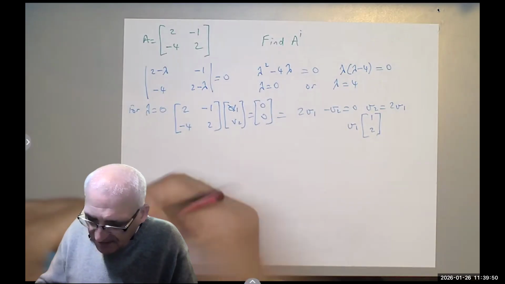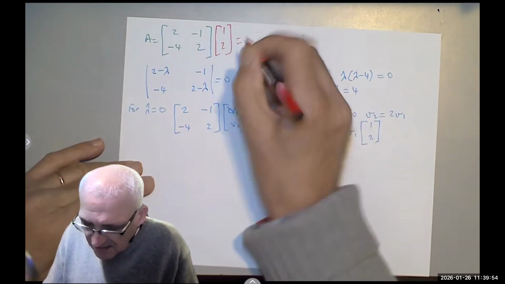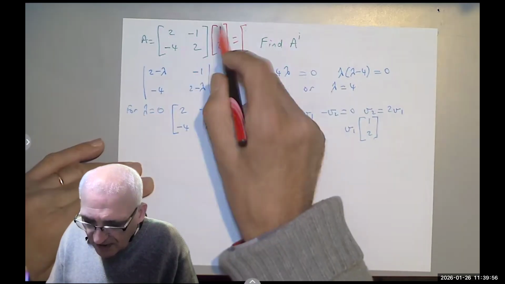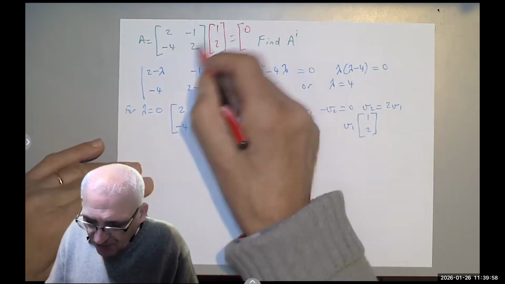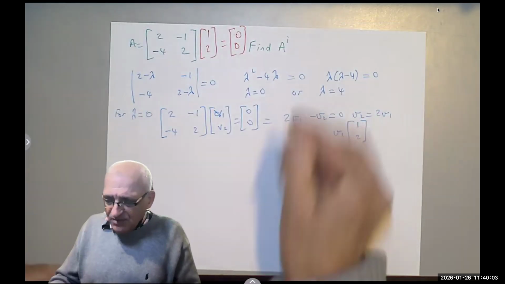Let's try and multiply this by 1, 2 and see what we get. You get 2 minus 2 is 0, -4 plus 4 is 0. Of course, that's what we expected because lambda was 0.